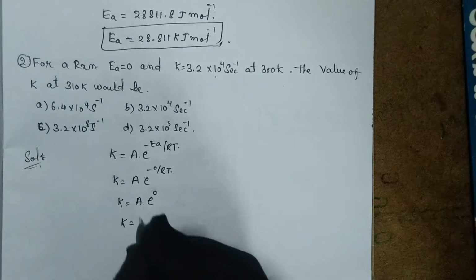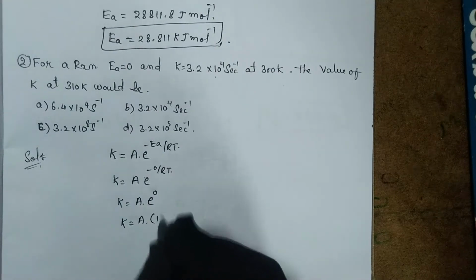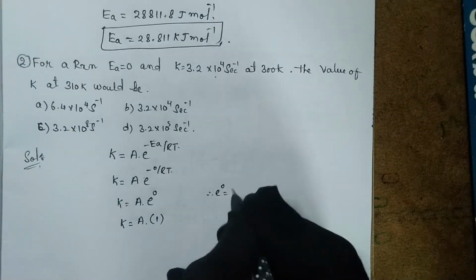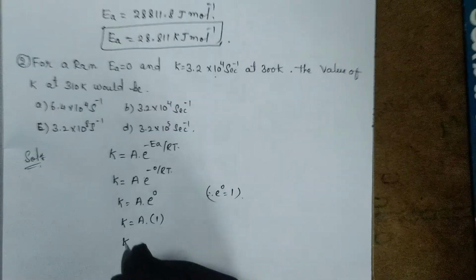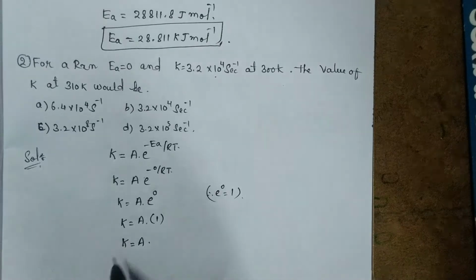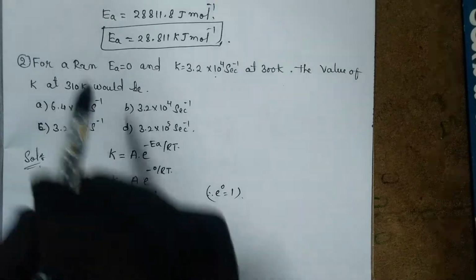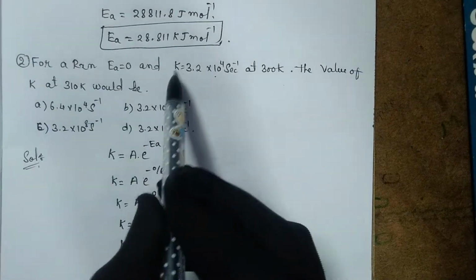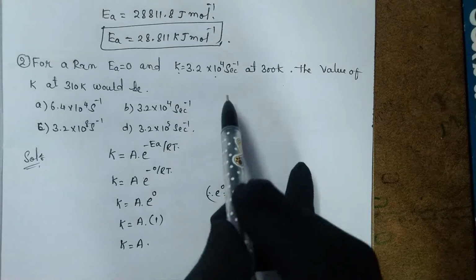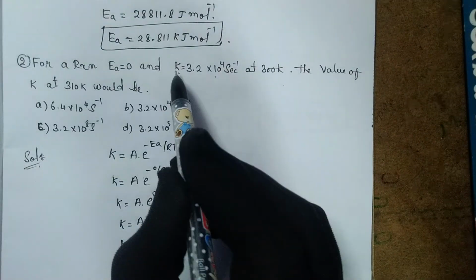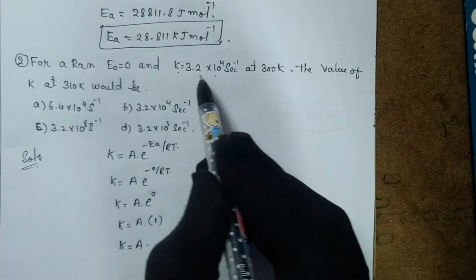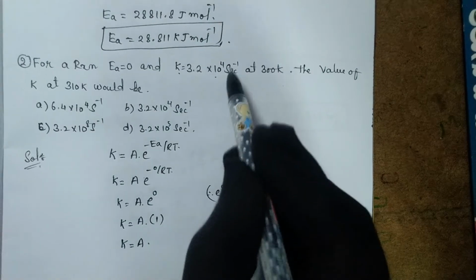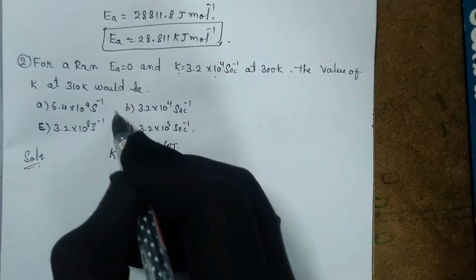Now K is equal to A into e power 0, and e power 0 is equal to 1. So K is equal to A, which means the rate constant is equal to this constant only. When activation energy is equal to 0, the K value will be constant. So the answer will be as it is, K is equal to 3.2 into 10 to the power of 4 per second. That is option B.